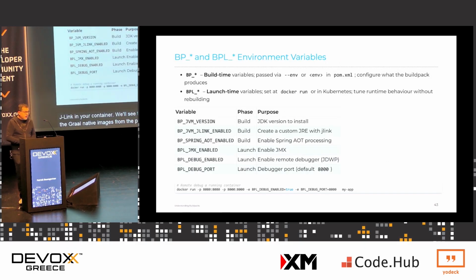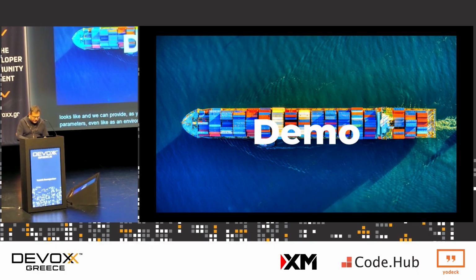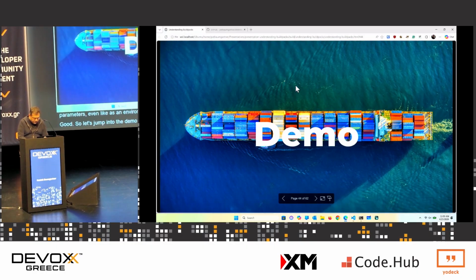Buildpacks usually use environment variables to configure things. The ones without the L are meant for build time. The ones with L are meant for launch time. So you're basically adding additional parameters and things for your run container if the environment variable has an L in there. These are just the default ones, so you get some idea of how that looks. And as you can see on the Docker command below, we can provide the launch parameters even as an environment variable. Good. So let's jump into the demo to shortly show you how the whole thing works.